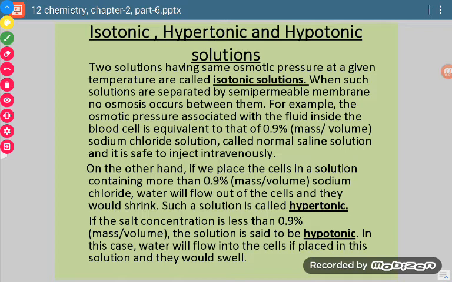Now if there is a solution which has higher osmotic pressure than the other solution, then that higher osmotic pressure solution will be termed as hypertonic in respect to the other solution. Similarly hypotonic: if the osmotic pressure of a solution is less than any other solution, then that solution will be termed as hypotonic in respect to the other solution. Now see here, with the help of an example it is illustrated.